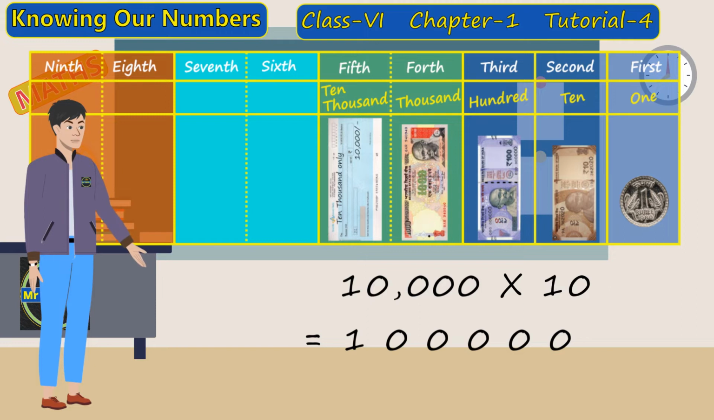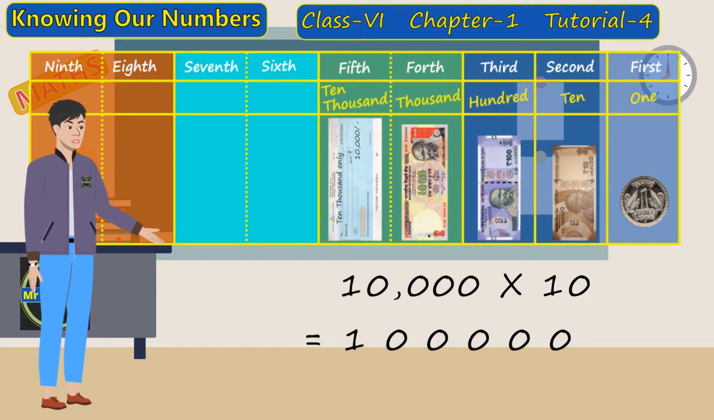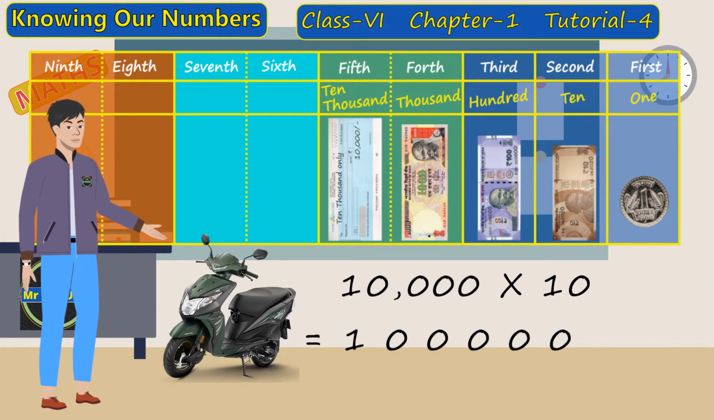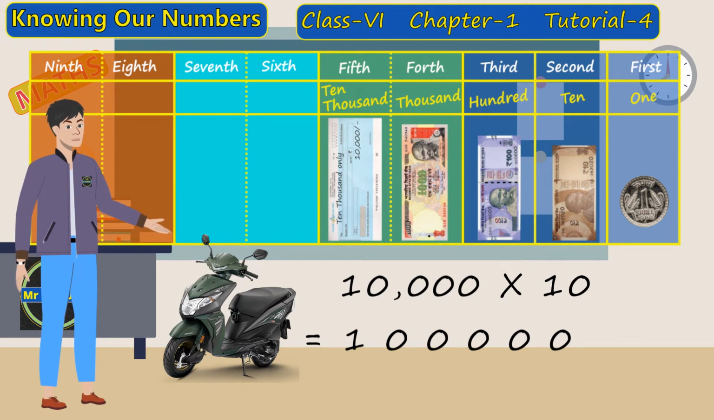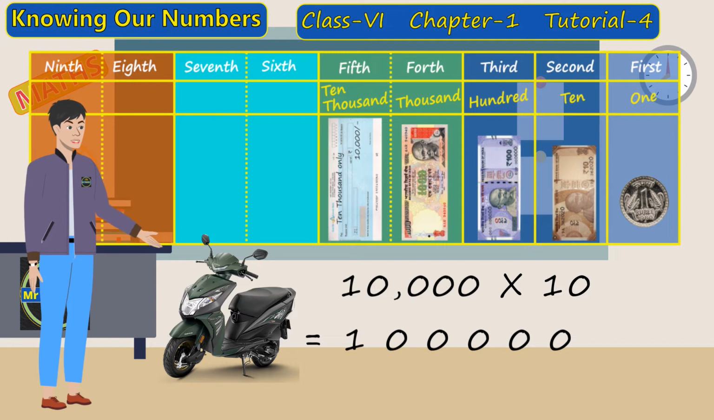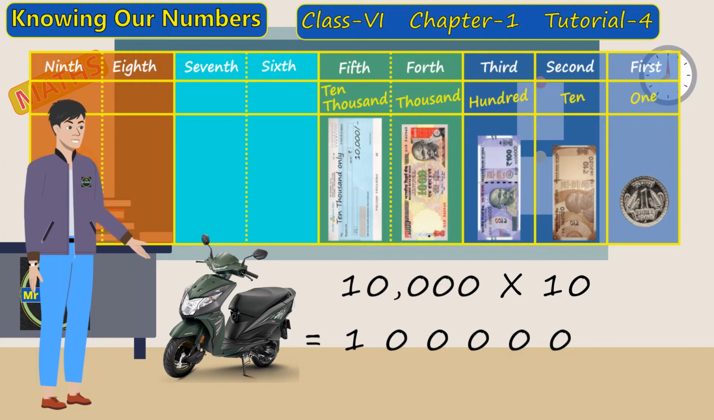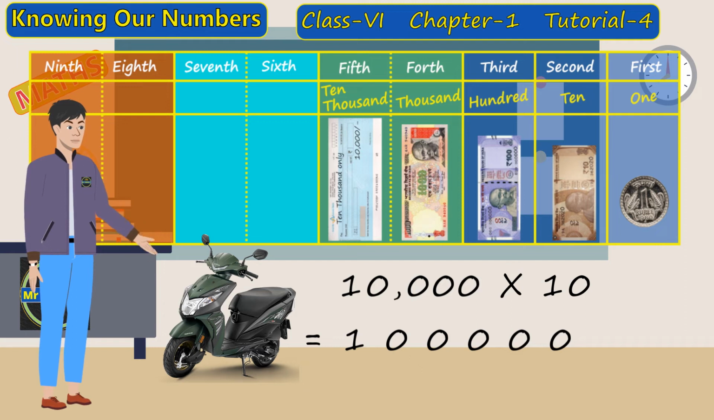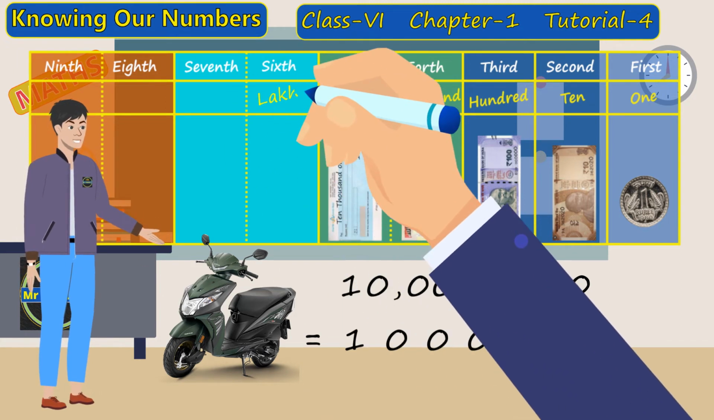I would like to tell you that lakh is an Indian word. If you tell a European or American person that the cost of your father's scooty is 1 lakh rupees, he will not be able to understand how much money you are talking about. Because the international name of the number 100000 is different. We shall learn the international names of such large numbers in the next tutorial, that is in tutorial number 5. Coming back to the place value of the sixth position, we now know that the place value of the sixth position is 1 lakh.